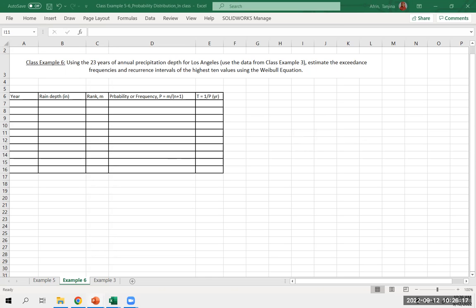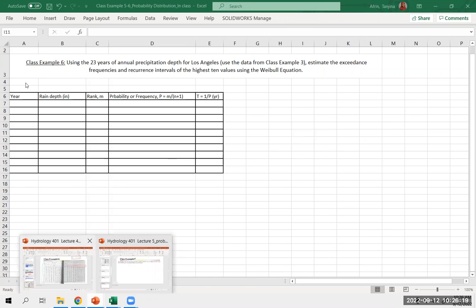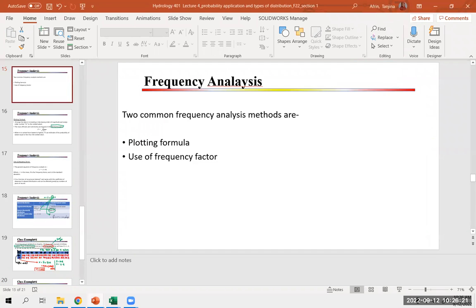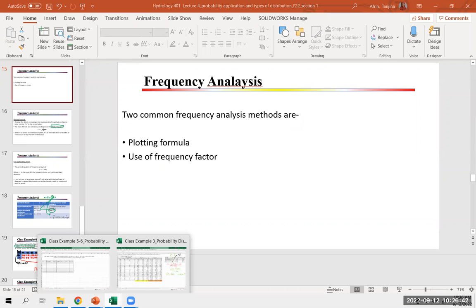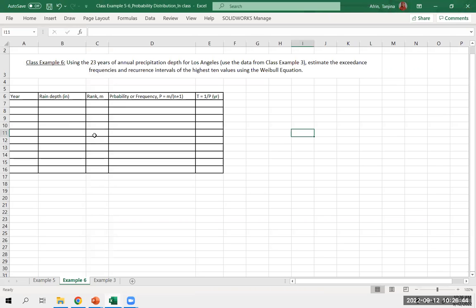Now, if we go back to our previous class, we said that we have two common frequency analysis methods. One is the plotting formula, another one is the use of frequency factor. Frequency factor, we already did for the Pearson type 3 distribution. Now we will do one class example for the plotting formula. So this class example 6 is all about the plotting formula.